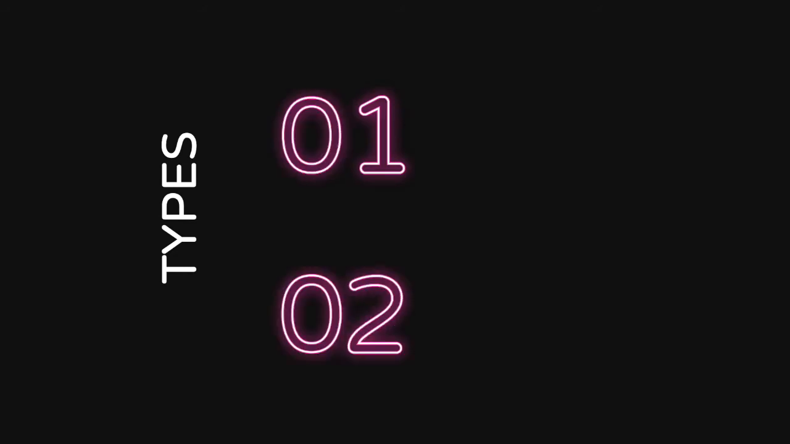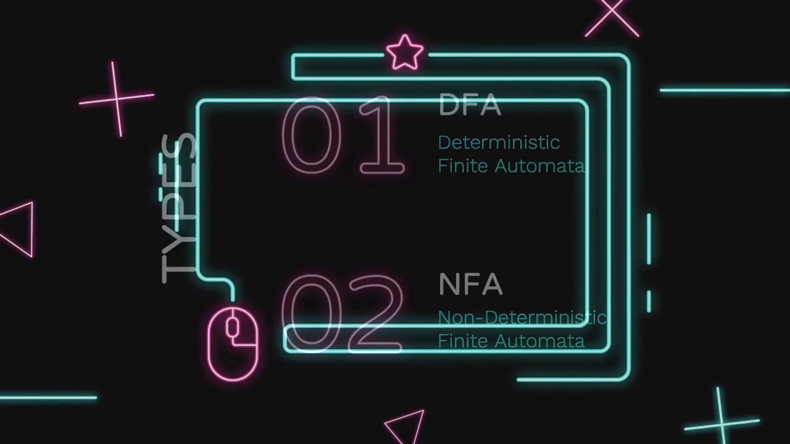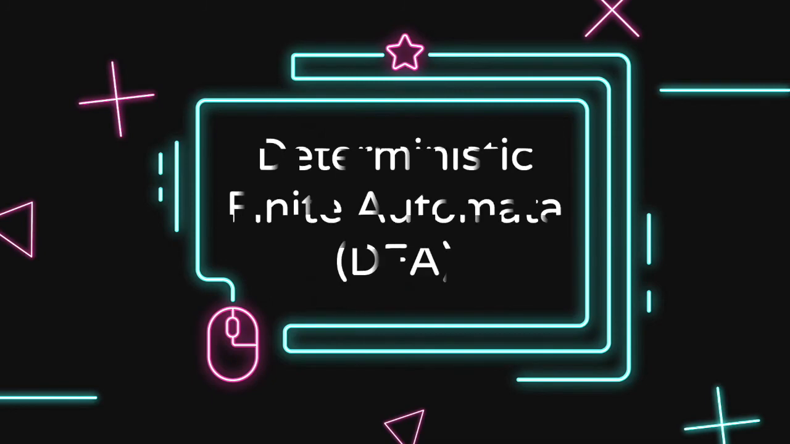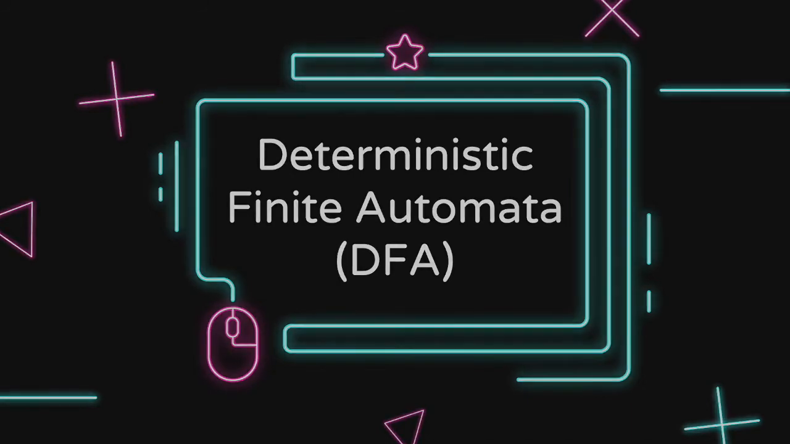Well, the finite state machines are of two types: deterministic finite state machine, that is the DFA, and non-deterministic finite state machine, that is the NFA. In this particular lecture, we'll only focus on the deterministic finite state machine, that is the deterministic finite automata DFA. Now let us see the formal definition for the DFA.